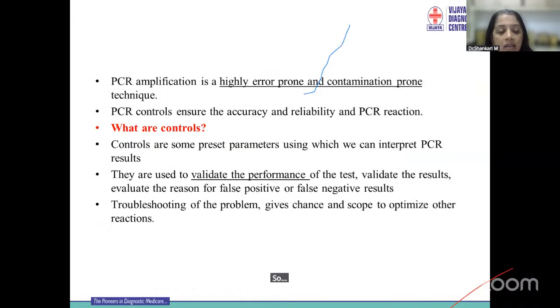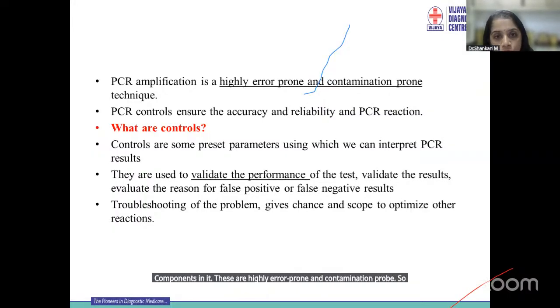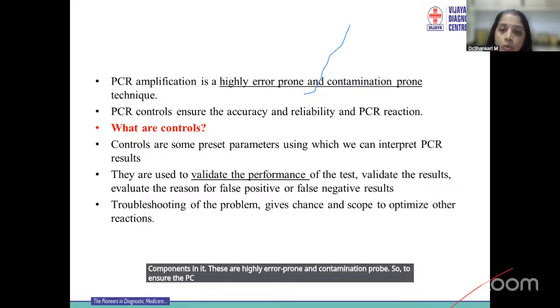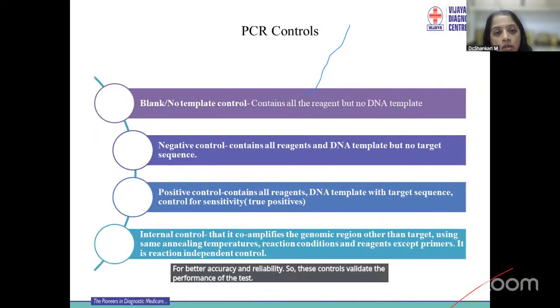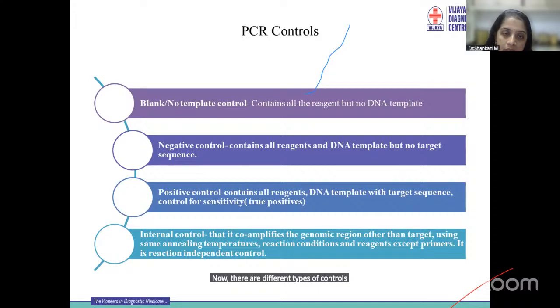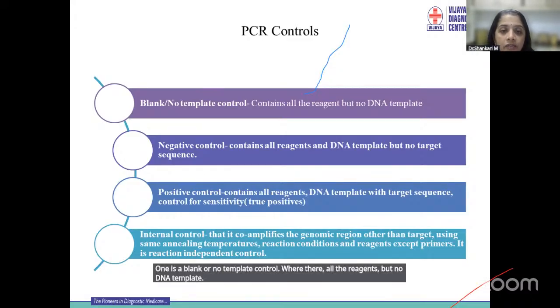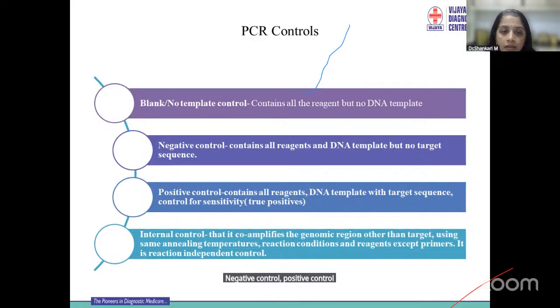So PCR amplification with so many components in it is highly error prone and contamination prone. To ensure the PCR runs properly, we have controls for better accuracy and reliability. These controls validate the performance of the test. Now, there are different types of controls which are used in each and every PCR. One is a blank or no template control, where there are all the reagents but no DNA template. Then negative control, positive control, and internal control.